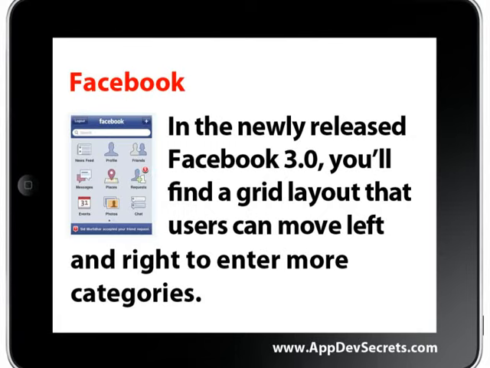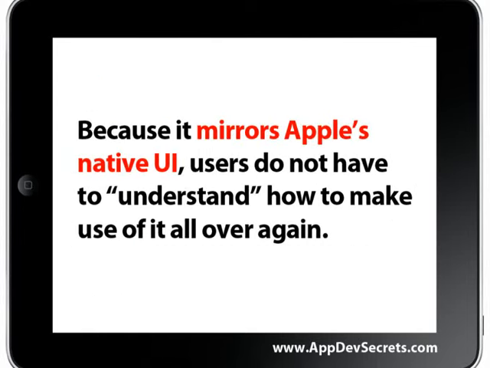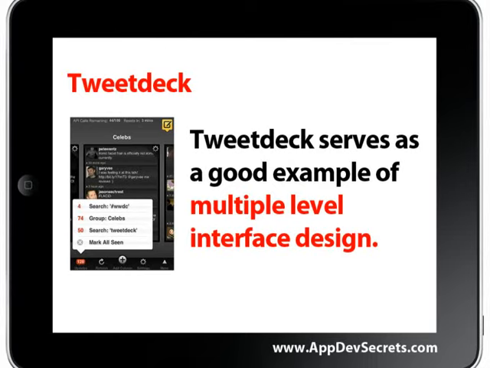Facebook. In the newly released Facebook 3.0, you'll find a grid layout that users can move left and right to enter more categories. Because it mirrors Apple's native UI, users do not have to understand how to make use of it all over again. TweetDeck. TweetDeck serves as a good example of multiple-level interface design.